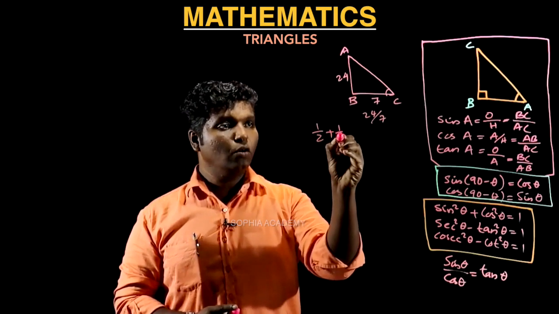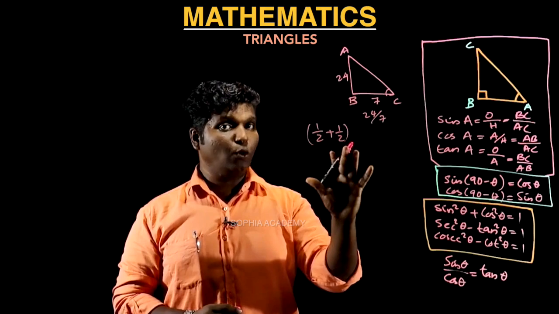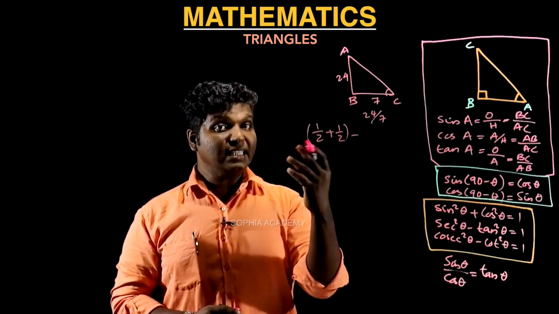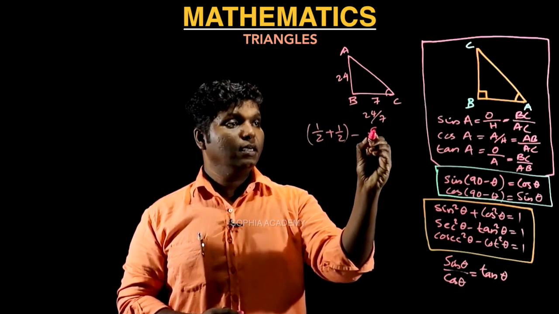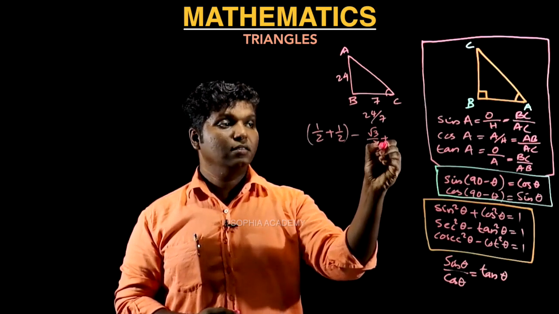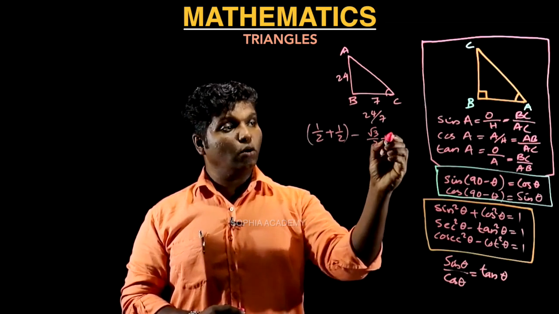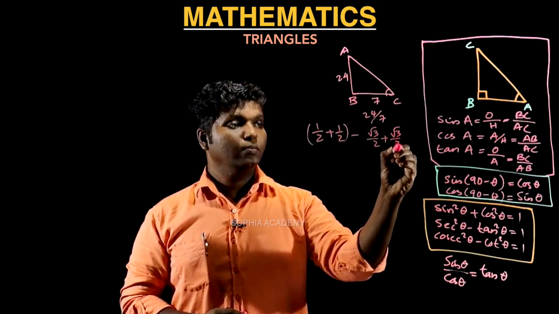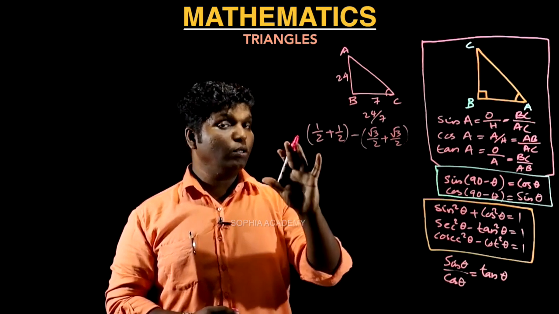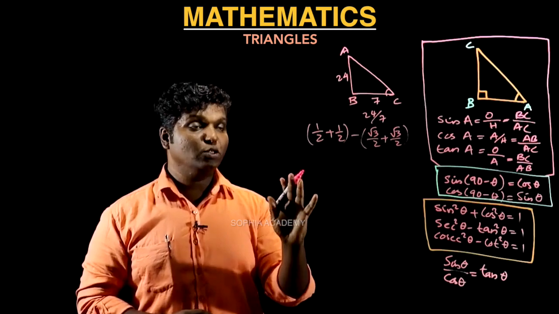Cos 60 is also 1 by 2 itself. So the first part is over. Minus sine 60 degree, it is root 3 by 2, plus cos 30 degree. Cos 30 is also root 3 by 2. That's why I told you, if you know the values very fast, you will be able to solve this one.